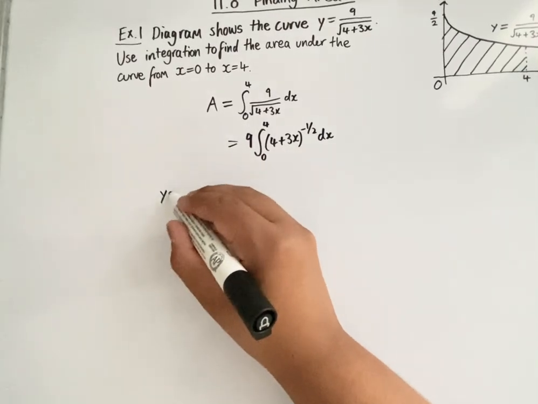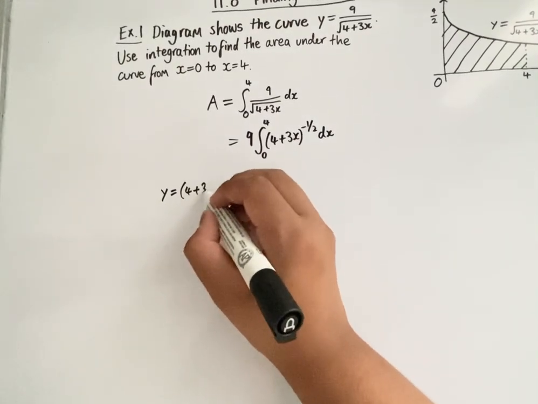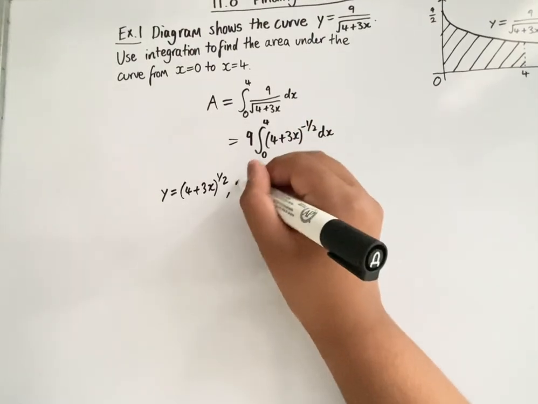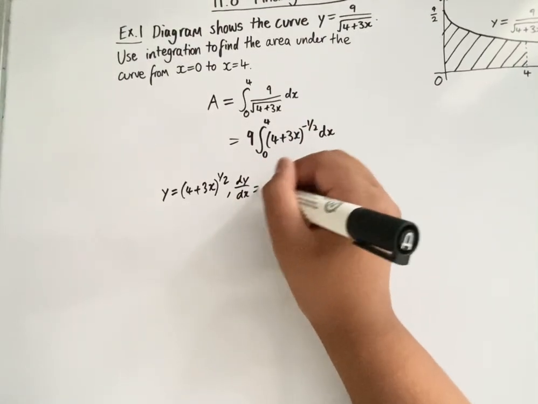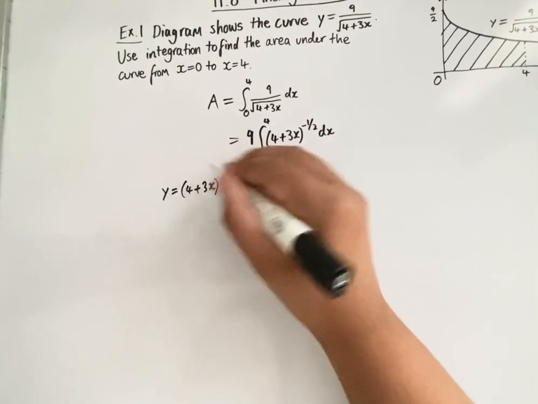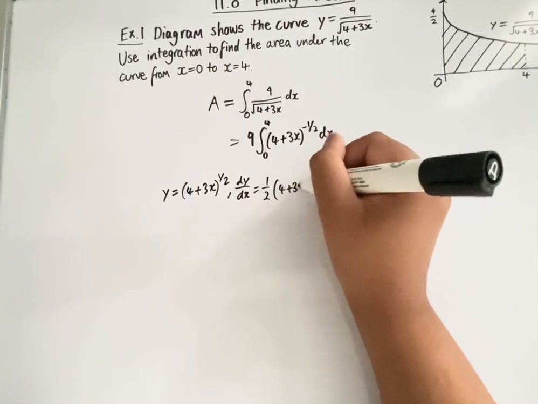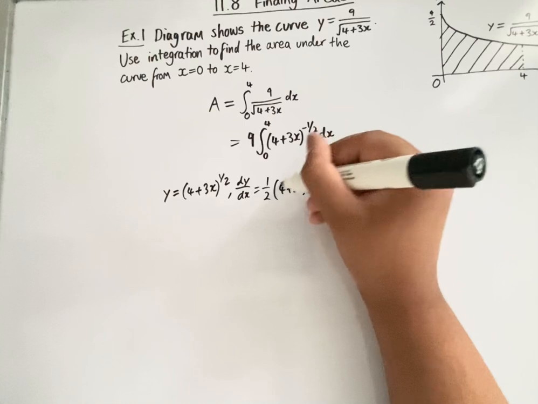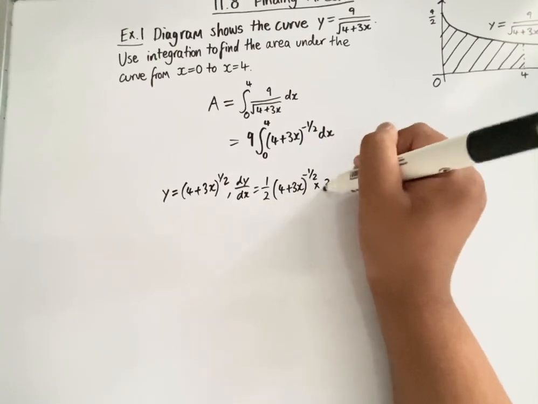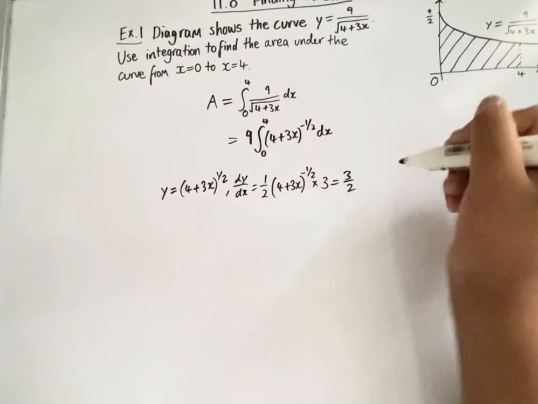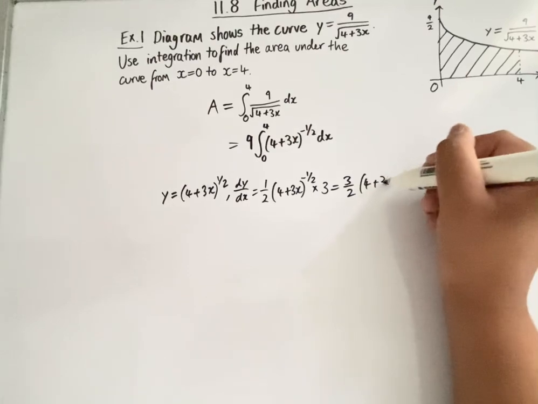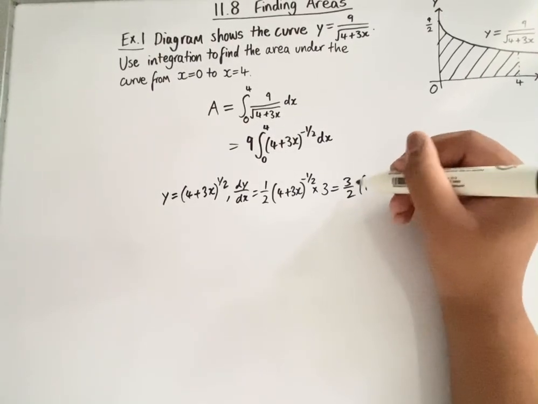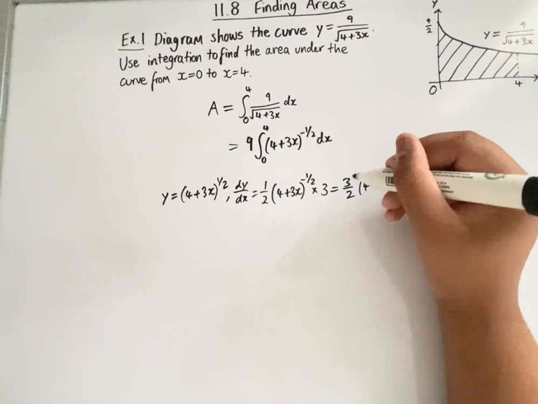If, for instance, y was (4 plus 3x) to the half, where we increase the power by 1, then dy over dx would be a half, bring the power down, (4 plus 3x), reduce the power by 1, minus a half, which we want, but then multiply by the derivative of 4 plus 3x, which is 3. And so you'd get 3 over 2 lots of (4 plus 3x) to the negative a half. But we don't want a 3 over 2, so we're going to multiply by 2/3.